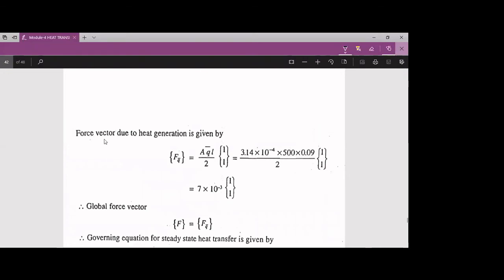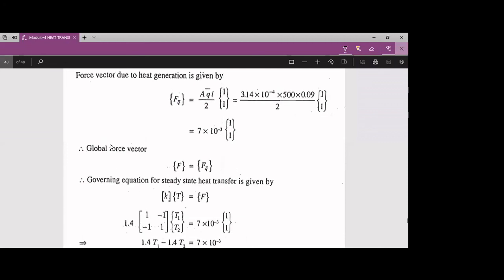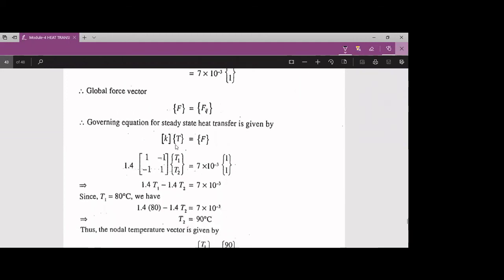The force vector due to heat generation is given by Fq dash, which equals A Q dash L by 2 times [1 1]. A is again the area, 3.14 into 10 to the power of minus 4. Q dash is the heat generation inside the material, which is 500, and L is the element length 0.09, divided by 2 times [1 1]. This equals 7 into 10 to the power of minus 3 times [1 1]. Since only one element is there, the global force vector F equals Fq dash. Then the governing equation is given by Kt equals F.